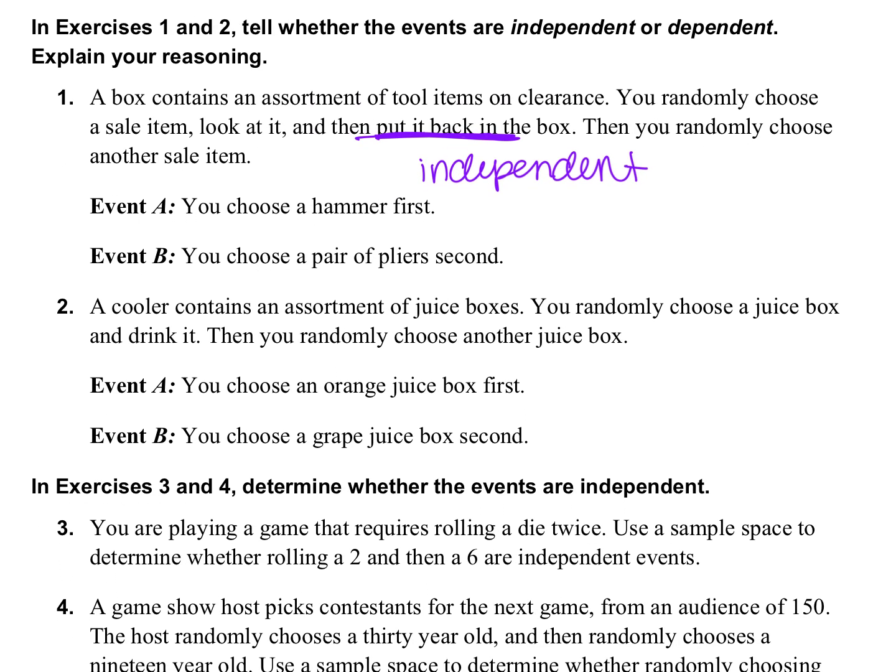Looking at the next one, it says a cooler contains an assortment of juice boxes. You randomly choose a juice box and drink it. Then you randomly choose another. If I'm drinking it, am I putting it back? No, I'm getting rid of it. Okay, I cannot put it back, so this is going to be dependent.